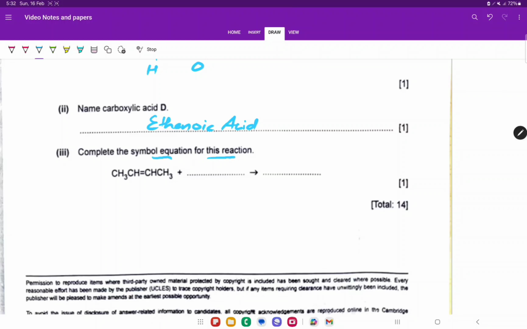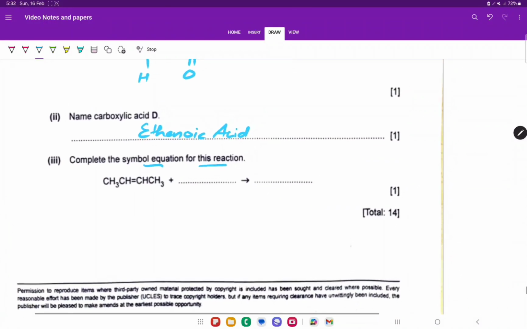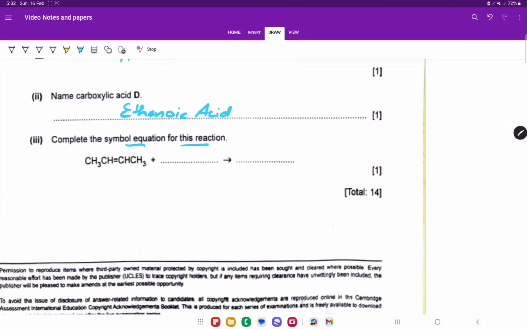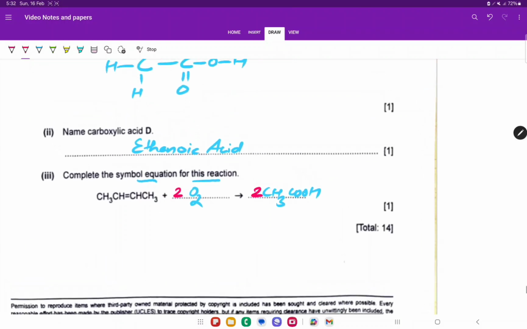Complete the symbol equation for this reaction. Now when I react this but-2-ene with oxygen, the symbol equation has O2. It forms CH3COOH. When I balance it, if I put 2 here, because there are 4 carbon atoms, then oxygen will be 2 into 2, 4. So I'll put 2 here. I think this will be the balanced equation for this question.